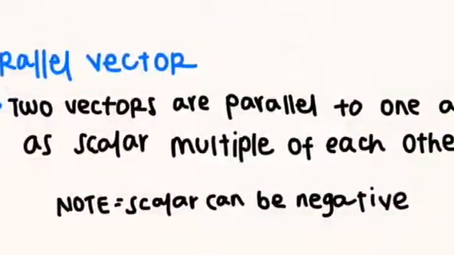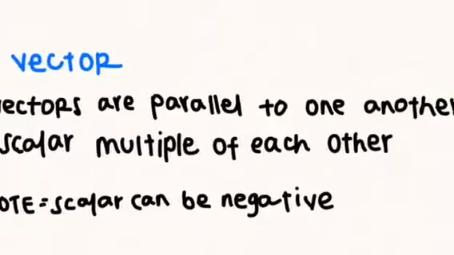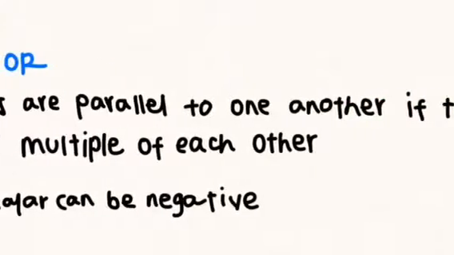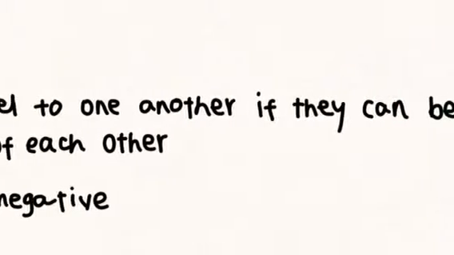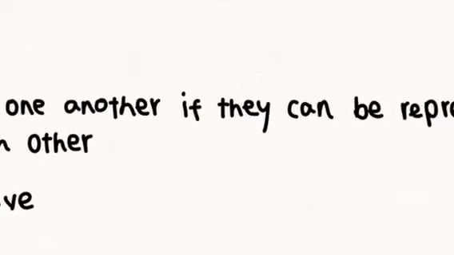When are two vectors parallel? Two vectors are parallel to one another if they can be represented as a scalar multiple of each other. Note: a scalar can be negative.